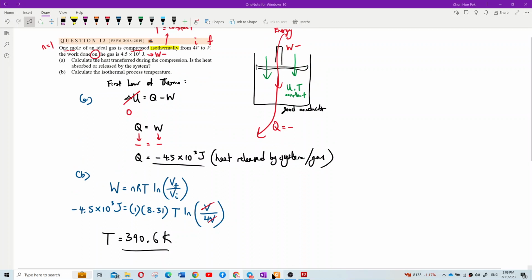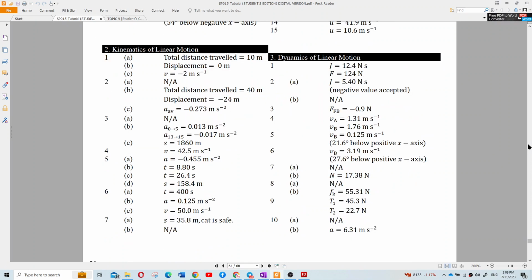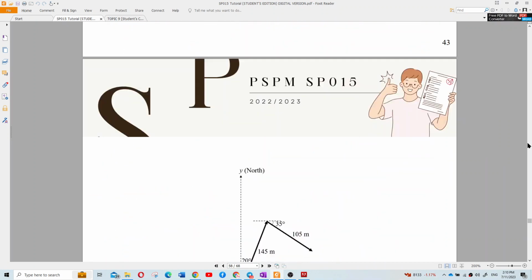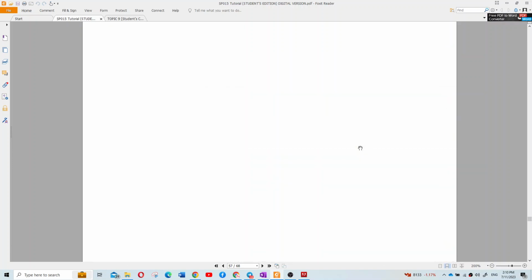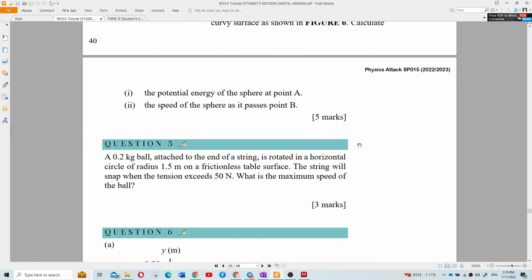So we have finished. Now you can prepare for your UPS. Or you can do the Physics Attack, follow the following questions. Now you can start doing past year questions already.